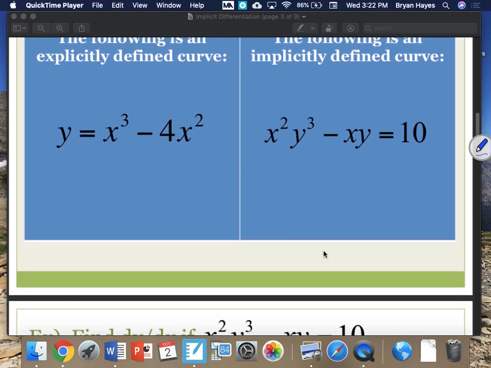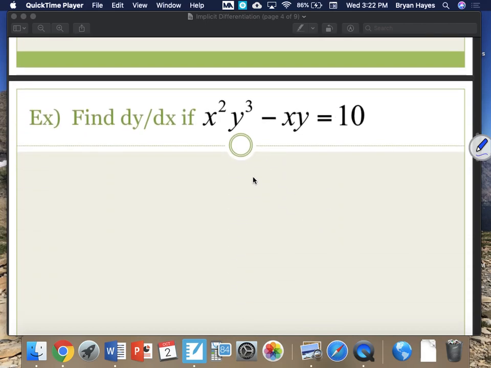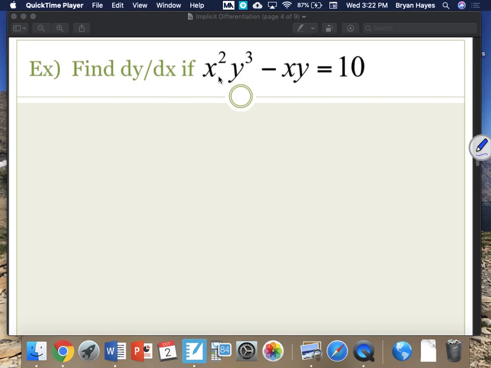This is actually going to be the first derivative that we look at: x squared y cubed minus xy equals 10. We're going to find the derivative of this curve. Take a second to write this problem down. We don't have guided notes today, so you'll just be writing these down and then seeing me derive them with you.